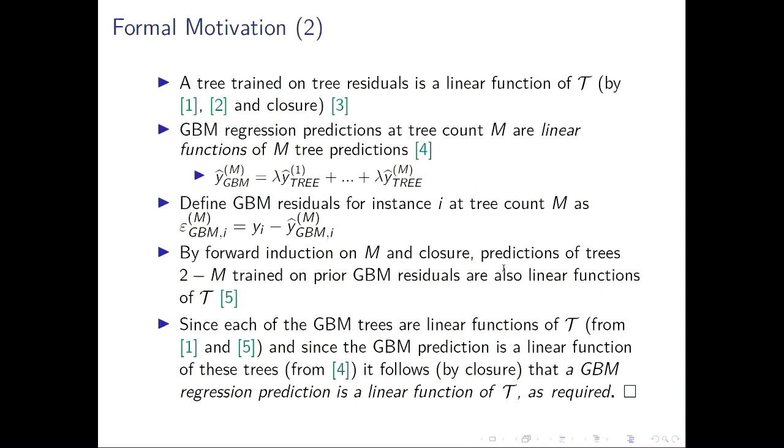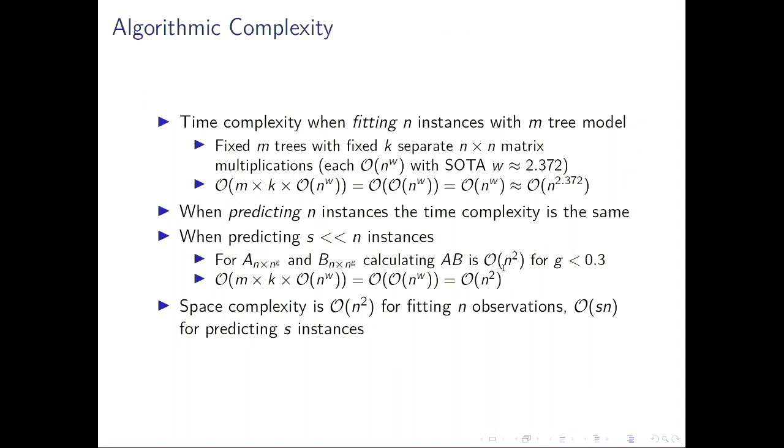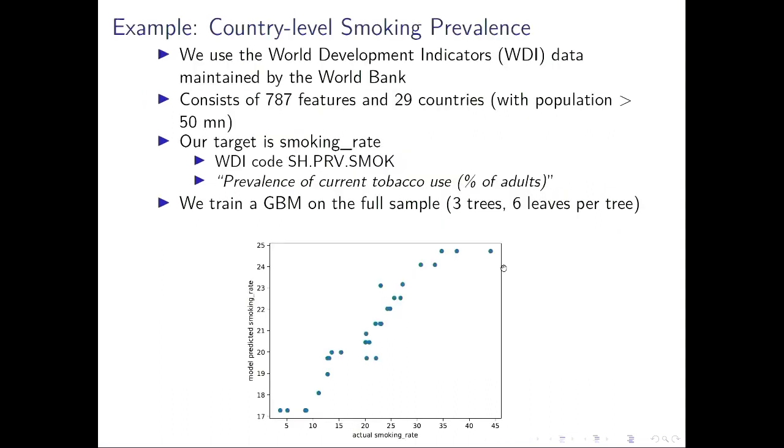Okay, so I'll skip over all the formal stuff and also the algorithms. Trust me, it's just a bunch of linear algebra. Right. So let's get to something a little bit more interesting. I thought, let's do a little application, and the one that I hit on is smoking prevalence by country, right? There's this beautiful data set from the World Bank called the World Development Indicators, and I train a very simple GBM to predict smoking prevalence by country. So you can see that there's a reasonable fit there. So the question is, now that we have this model, what can we get out of it?